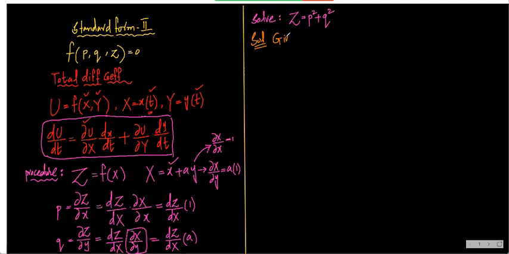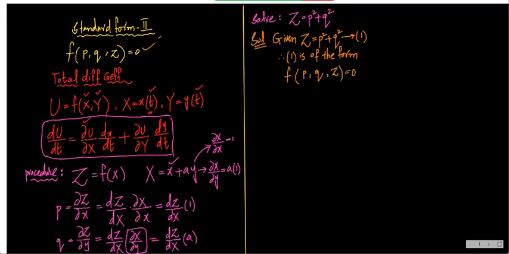Given Z is equal to P square plus Q square. It's equation number 1. So we can say therefore 1 is of the form, which form? 1 is of the second form, f of P comma Q comma Z is equal to 0. This is of this form, no?